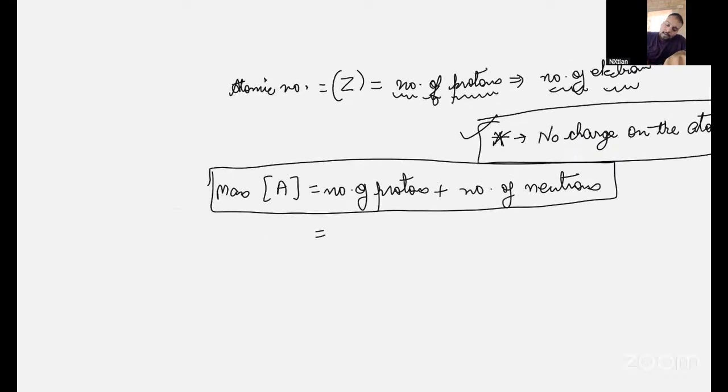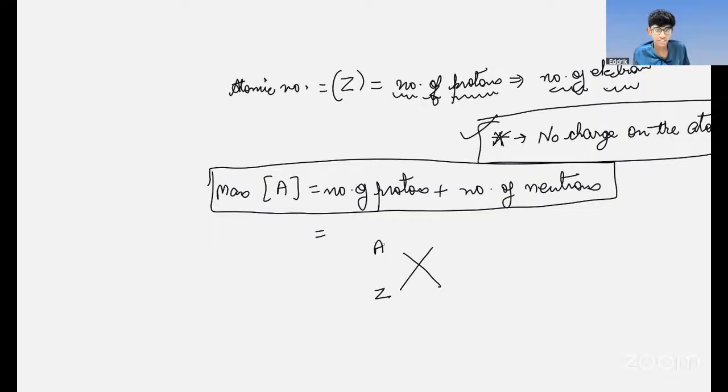In an atom, for example, if X atom is there, then Z we write as the atomic number and A we write as the mass. Do you understand? Yes. Now we'll learn about isotopes.